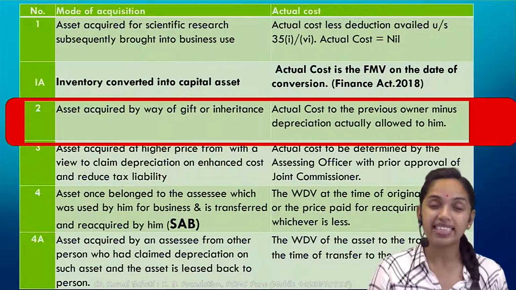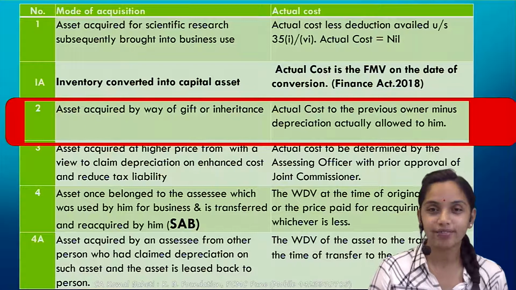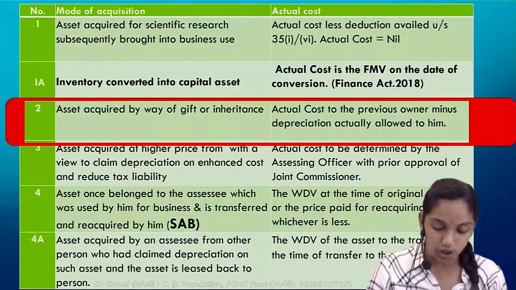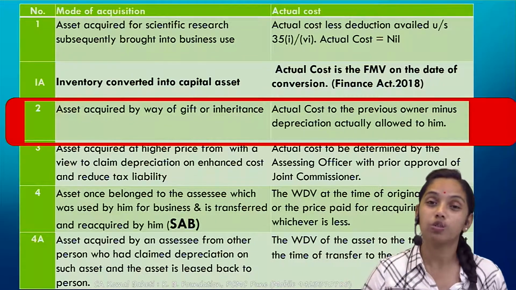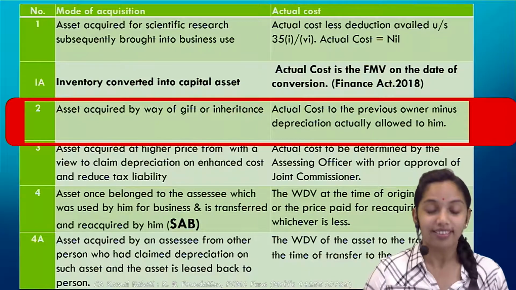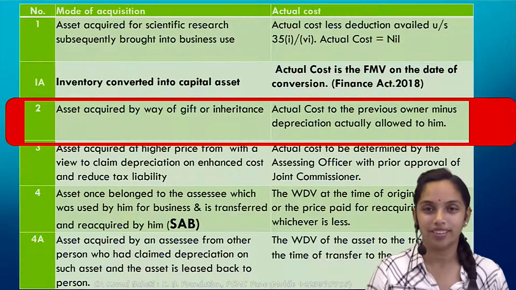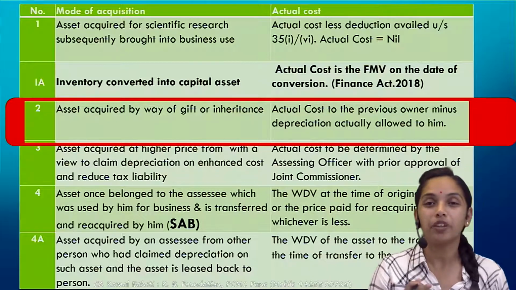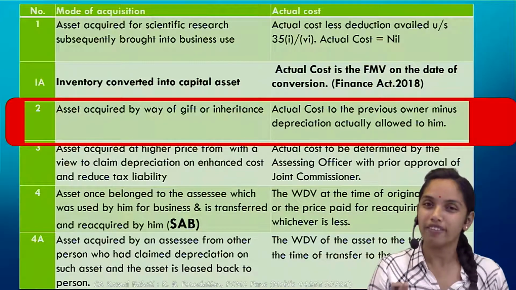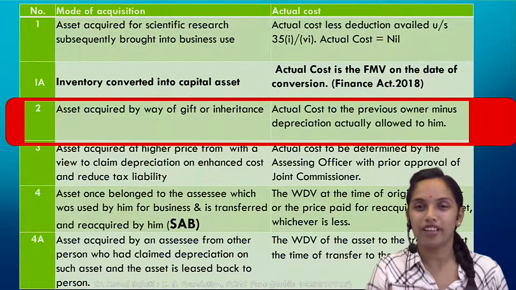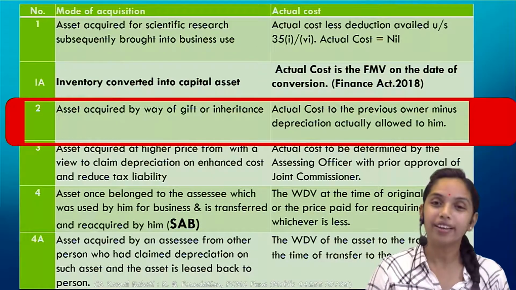Next, asset acquired by way of gift or inheritance. In such cases, actually the cost of acquisition would be considered nil, no? But it says the actual cost would be the cost to the previous owner minus the depreciation allowed to him. In a nutshell, the WDV of the previous owner. Suppose A had gifted the property to B. So what is the cost of acquisition to B? Whatever is the WDV to A becomes the cost of acquisition to B. Are you clear with it?